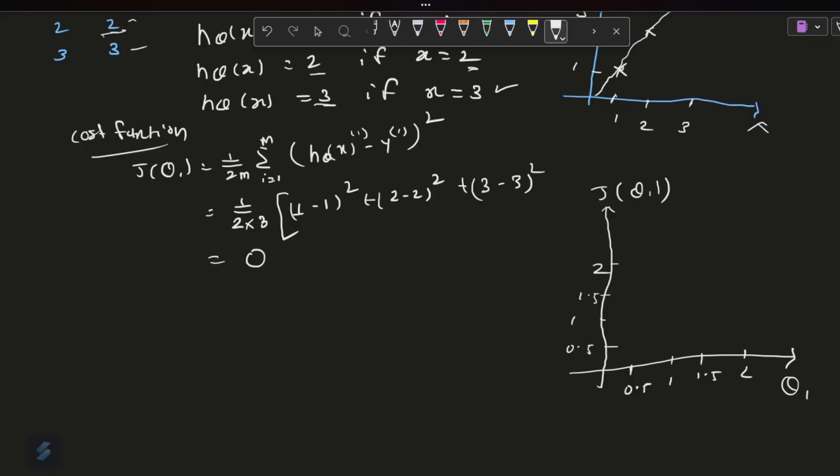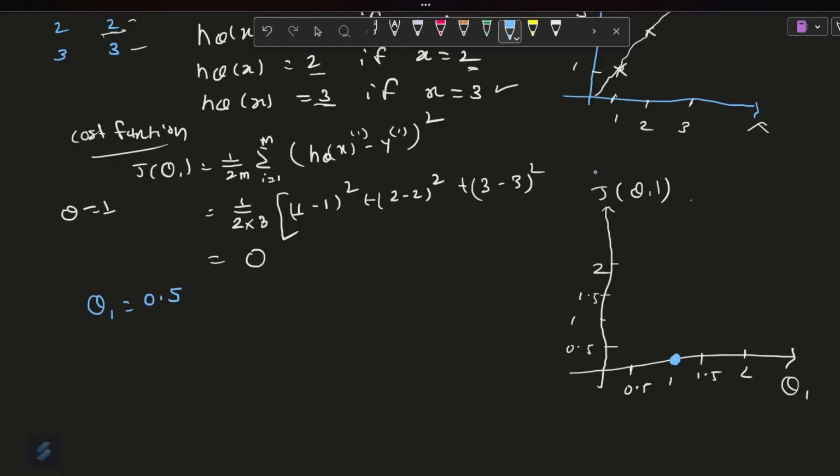So when theta is equal to 1, at that point we have the cost equal to 0, right? So the point comes here. That point is theta equal to 1 and J of theta equal to 0. Next, we simply reduce the theta value. So theta 1 is equal to 0.5.